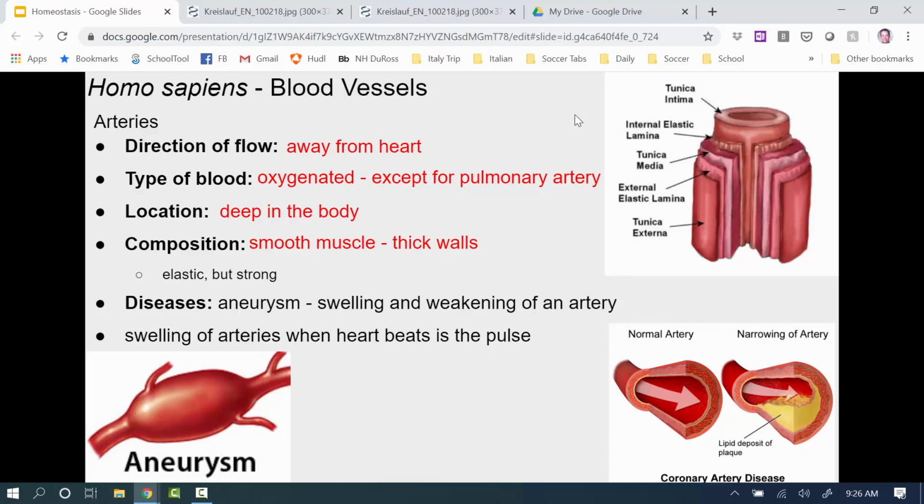When you feel your pulse, that's your artery you're touching, or you're close to your artery. Every time your heart beats, pressure builds, and your arteries expand because they're elastic, and you feel that when you feel your pulse in your neck or in your wrist or wherever.